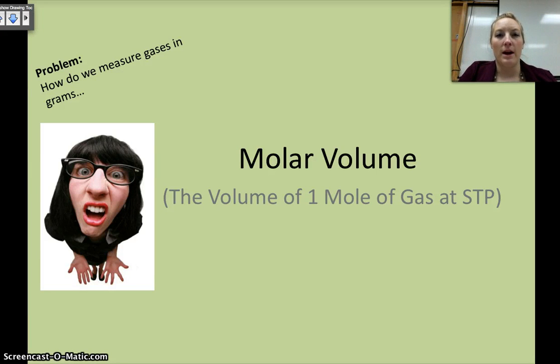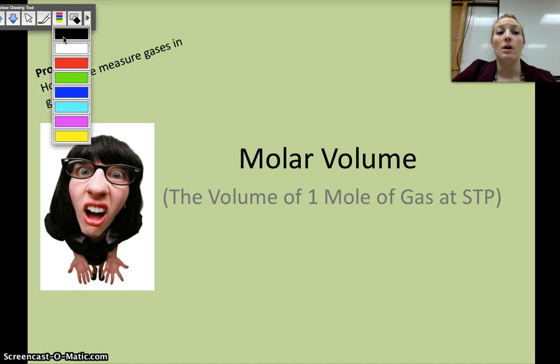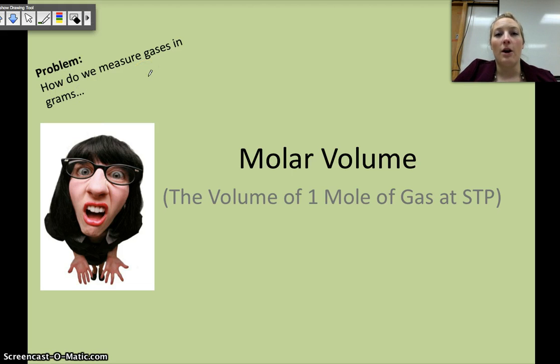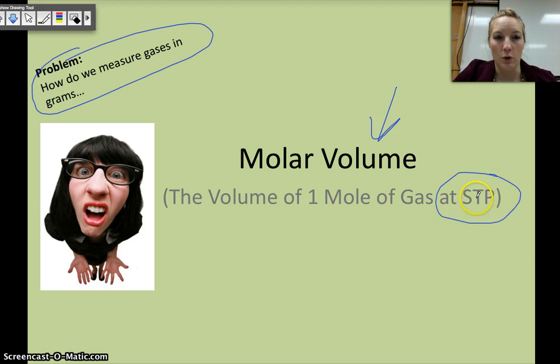We have one more pathway to add onto our mole maps today as we start talking about molar volume. Now, as we've been talking about all these moles, we've talked about moles to molecules, we've talked about moles to grams, but you might be thinking to yourself, how do we measure gases in grams? We have solids and liquids that we can put on a scale pretty easily, but those gases get a little hard. So this is where molar volume comes in, or the volume of 1 mole of gas at STP. That's important.